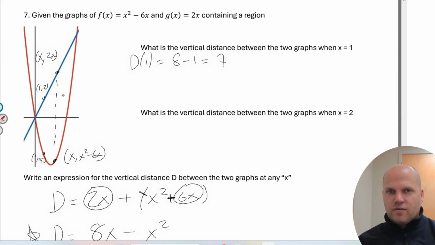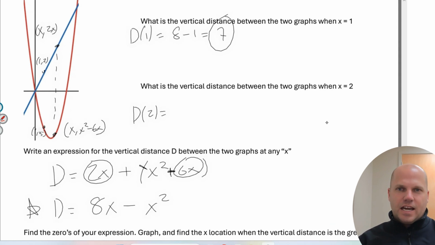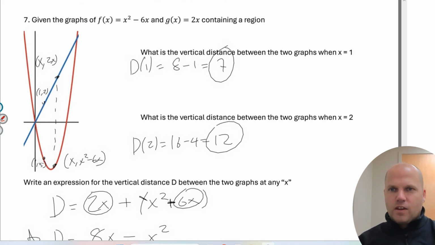What's the distance between negative 5 and 2? 7. Look at that. Like, this is math. Plug in 2. What do you get? Well, my distance equation says I'd get 8 times 2, which is 16, minus 2 squared, which is 4. I get 12. Hooray.